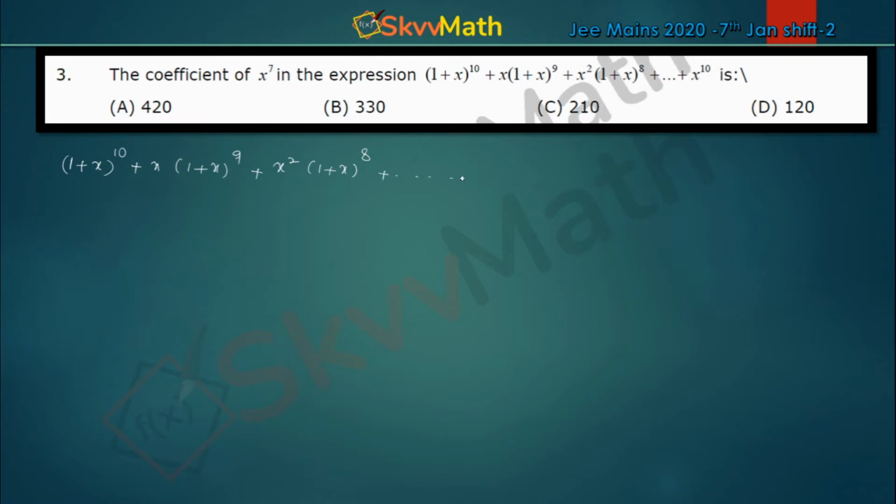then continuously up to x^10. So here we have to find out the coefficient of x^7 in this expansion. Now what I do, I'll find the coefficient of x^7 from each term.